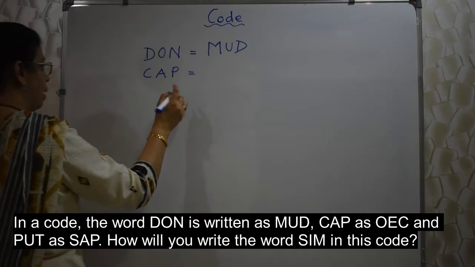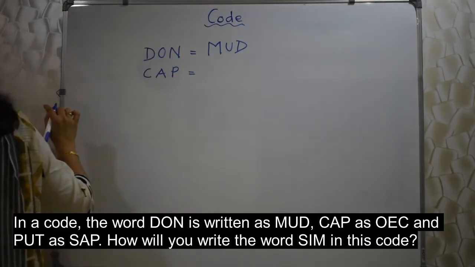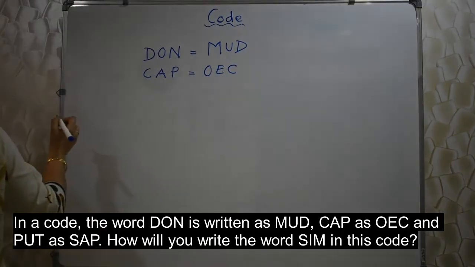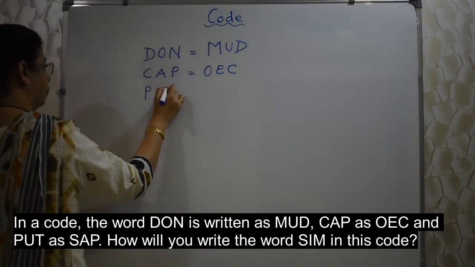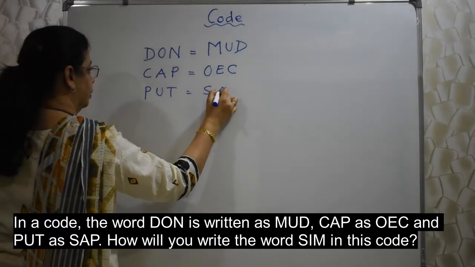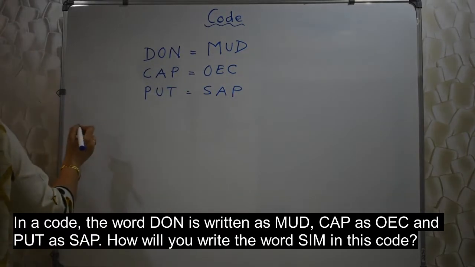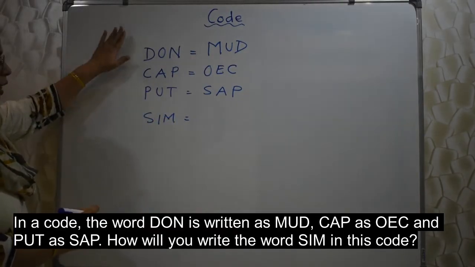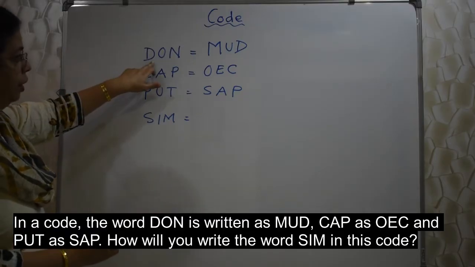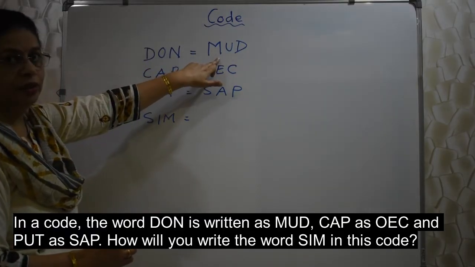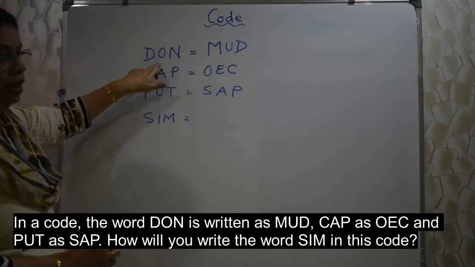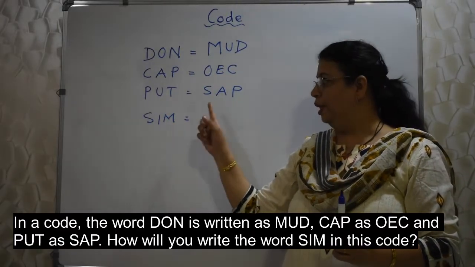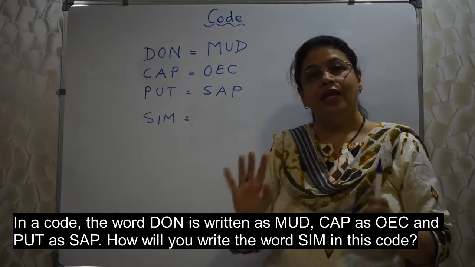CAP is OEC. Then PUT is SAP. How will you write SIM? When you try to find out the actual code, from here how have they converted this? How have they got this from this? If you get the answer for this, the job of converting this into the answer will be very easy.